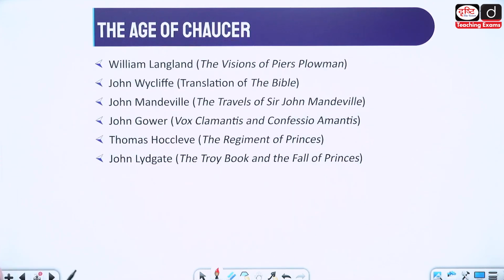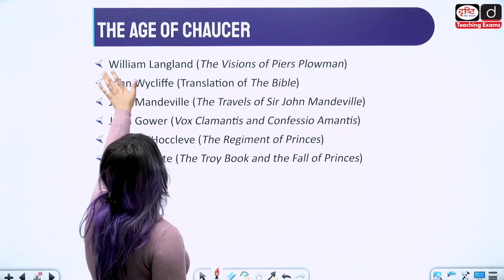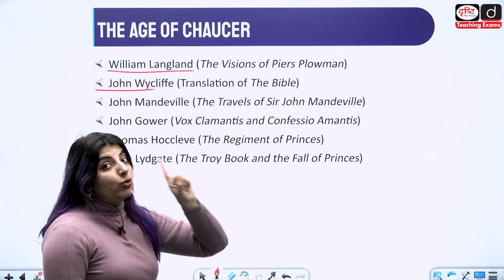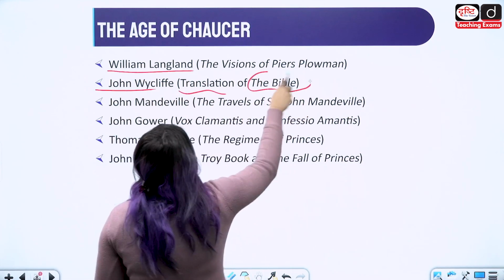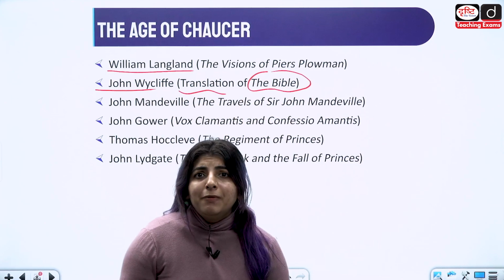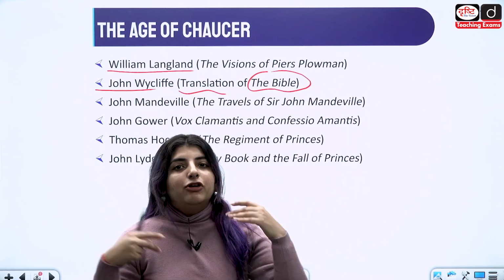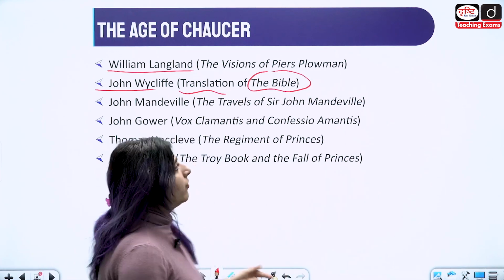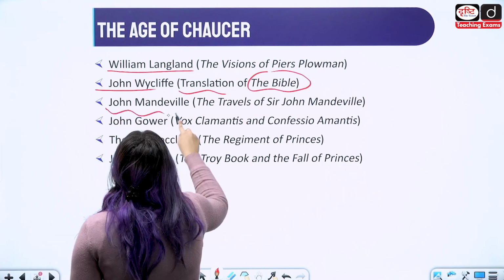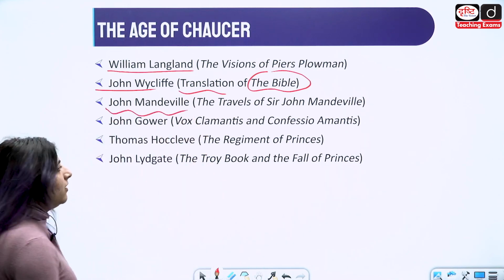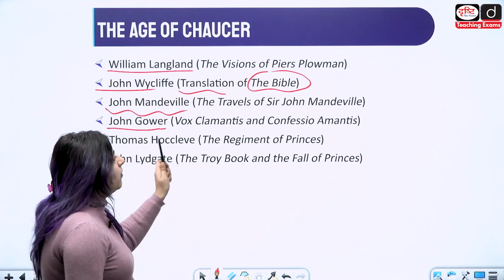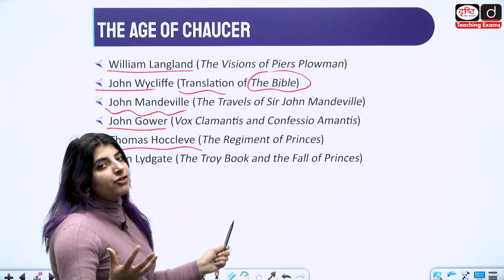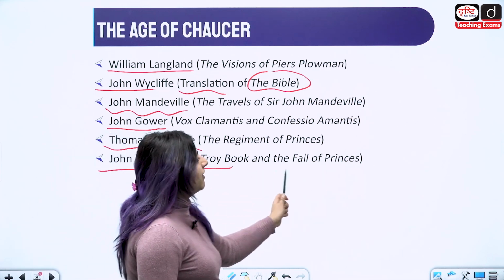Then moving on to other contemporaries of Chaucer, like William Langland with works like The Vision of Piers Plowman. John Wycliffe, who is associated with the translation of the Bible and making it available to the common masses, because the Bible was considered not to be read by the common masses, but this was a move that he took. John Mandeville, The Travels of Sir John Mandeville, a non-fictional kind of prose. John Gower with Vox Clamantis, Confessio Amantis. Thomas Hoccleve with The Regiment of Princes. John Lydgate with The Troy Book and The Fall of Princes.